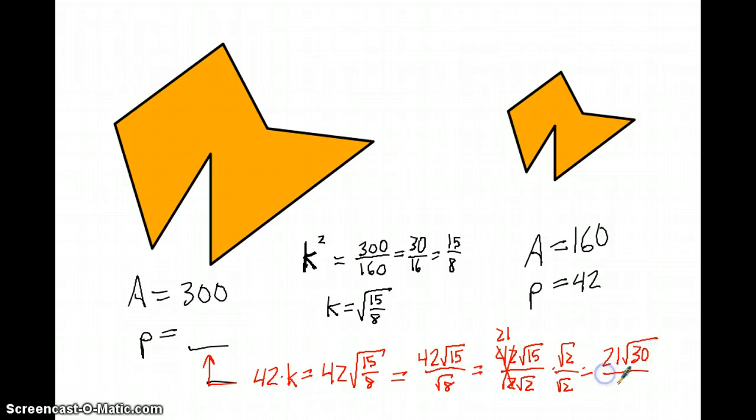Okay. Yep, and then square root of 30, can that be reduced? I don't think so. The factors of 30 are not square. There's a 5, there's a 6, there's a 2, there's a 15, there's a 3, there's a 10, but there's no square number, so I guess that's it. It's 21 square root 30 over 2.